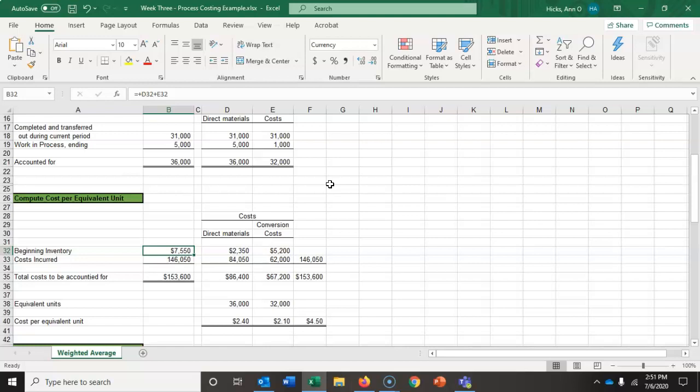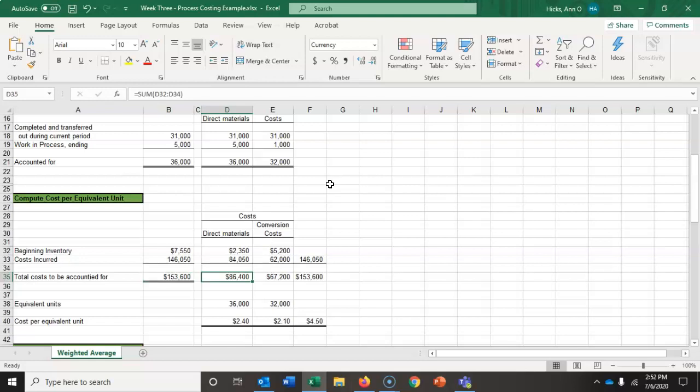$7,550 in costs. This is data that I'm giving you. Of that, $2,350 is direct materials and $5,200 is conversion. Then, during the period, we incurred an additional $146,050, of which direct materials is $84,050, conversion costs is $62,000. This gives us a grand total of $153,600 that we have to account for.